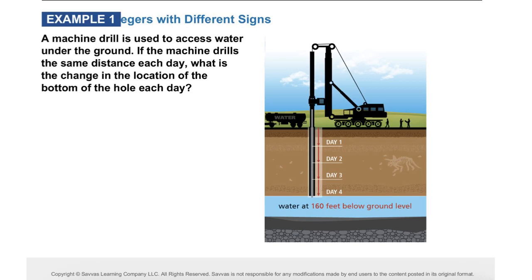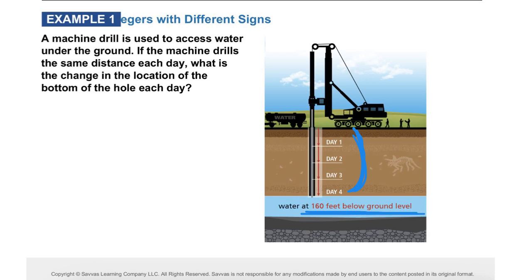It says a machine drill is used to access water under the ground. If the machine drills the same distance each day, what is the change in the location of the bottom of the hole each day? So there's some important information that I want to point out. First of all, we've been going for 4 days. And second, we're down to 160 feet below ground level.